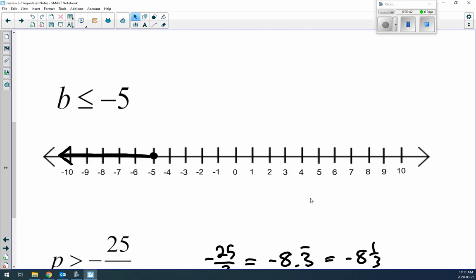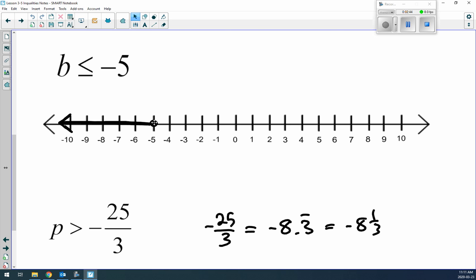B is less than or equal to -5. Now, it's less than or equal to, so that's a solid circle at -5, and it's everything less than. So we're going -6, -7, -8. We're going to the left here. We're going to all the negatives. We draw our arrows in that case.